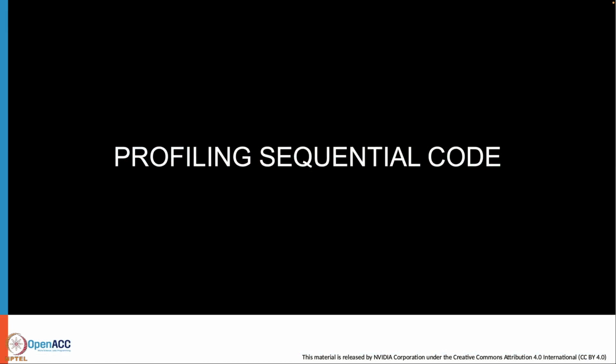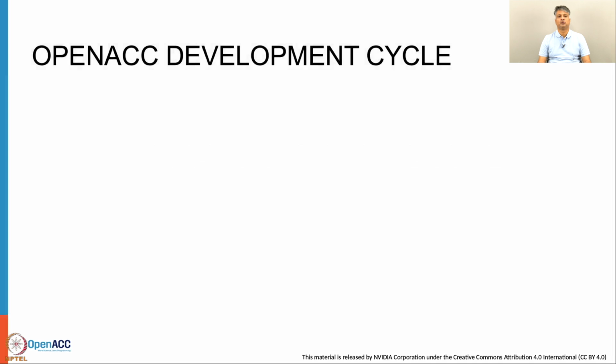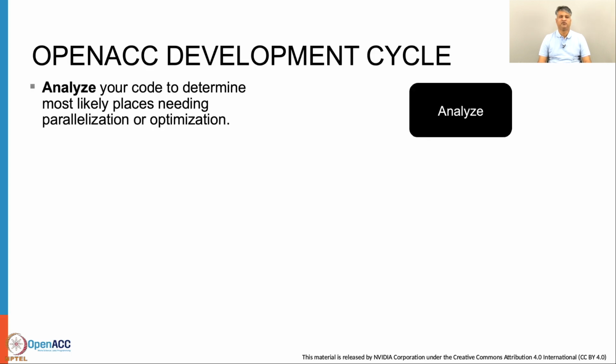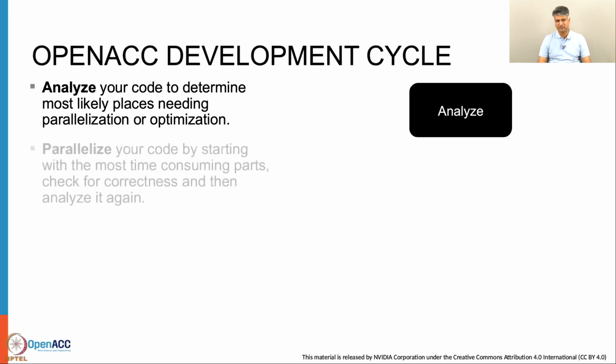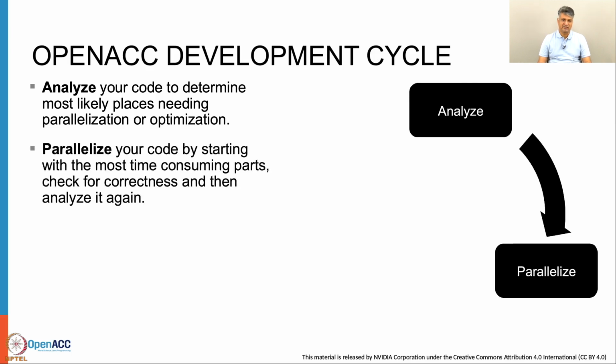Let's begin with the idea of profiling the sequential code. So let's say we want to develop your code using OpenACC. What is typically the OpenACC development cycle? First, you need to analyze your code to determine most likely the places where parallelization or optimization is needed. Then you parallelize your code by starting with the most time-consuming parts of the code.